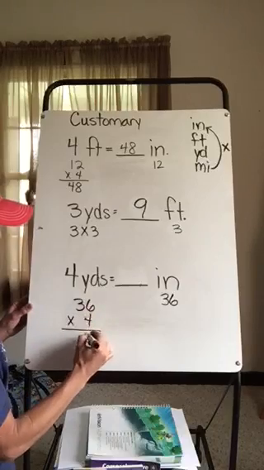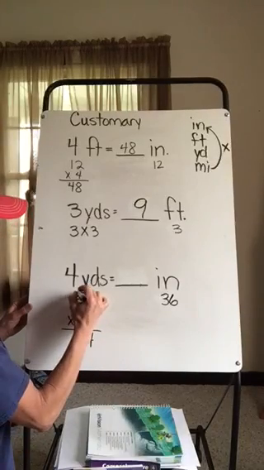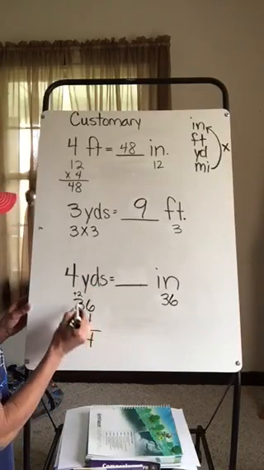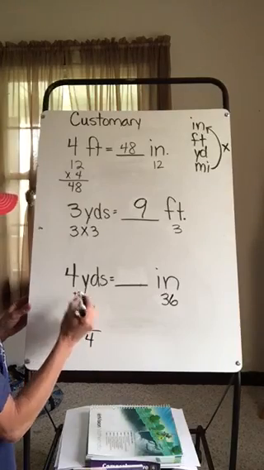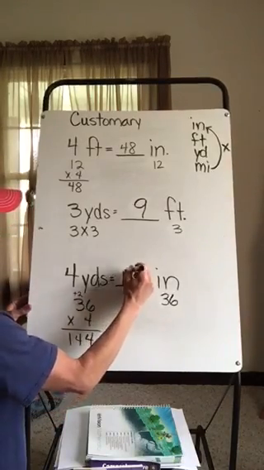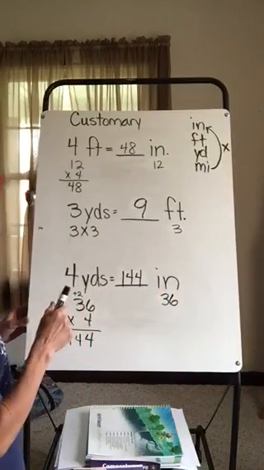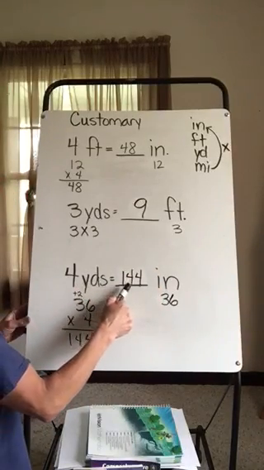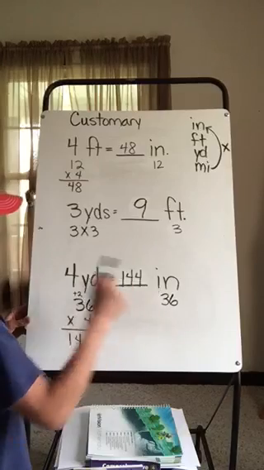We know 4 times 6 is 24. We're going to add our 2 up here. 4 times 3 is 12. 12 plus 2 is 14. Therefore, 4 yards is the same as 144 inches.